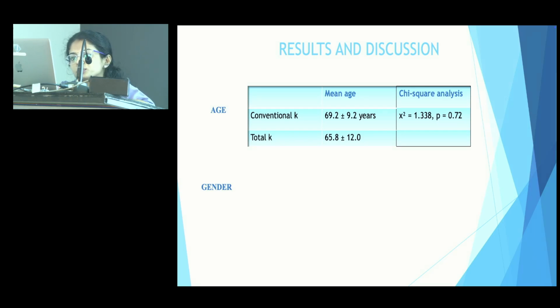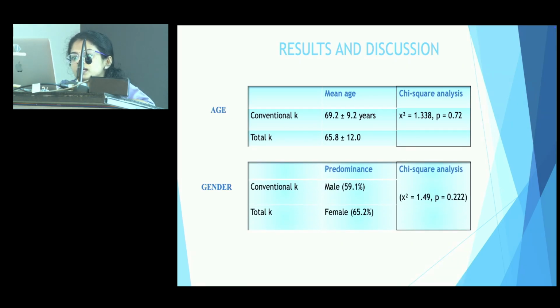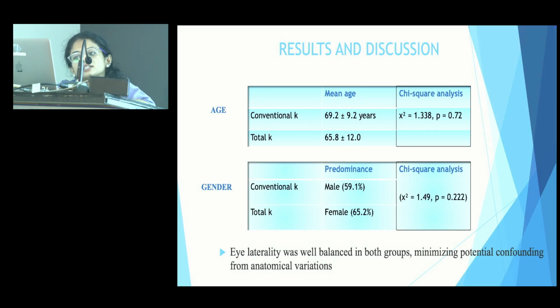It was 69.2 in case of conventional keratometry and 65.8 in total keratometry. There was no significant difference between the two groups in age, and we can see a male predominance in the conventional keratometry group and a female predominance in the total keratometry group, which was also not significant. And eye laterality was observed between the two groups. It was well balanced, which minimizes the confounding from anatomical variations.